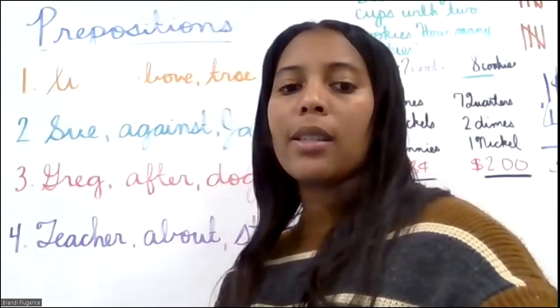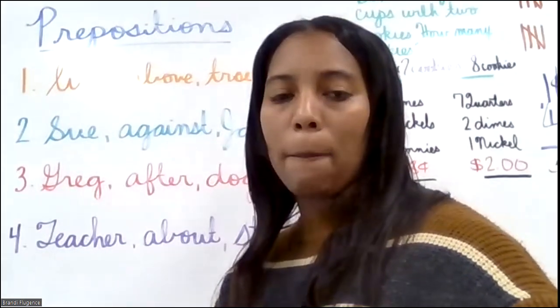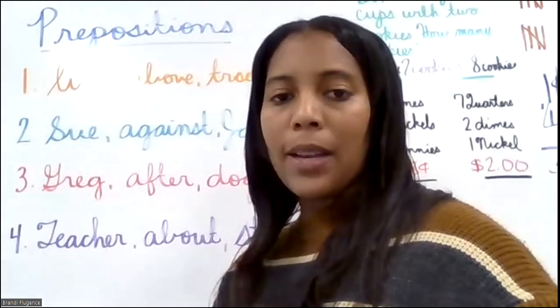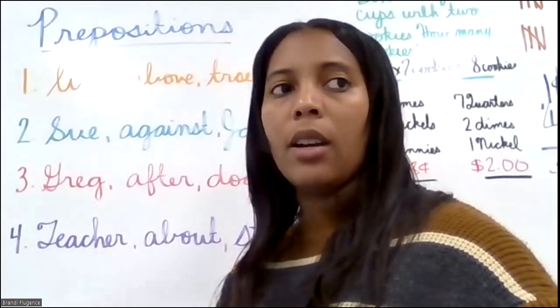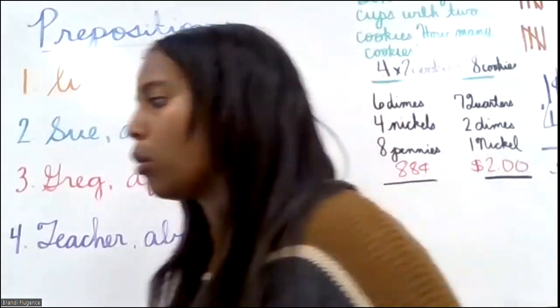Okay, so let's do the "Do You Remember" on 99. So what are the 4 stages of a butterfly? It starts off as a what? It starts off as an egg, then it's a larva, then a pupa, and then an adult. Write that down.